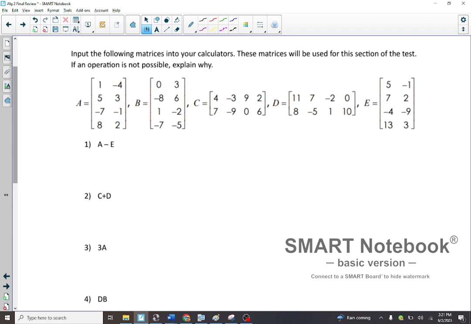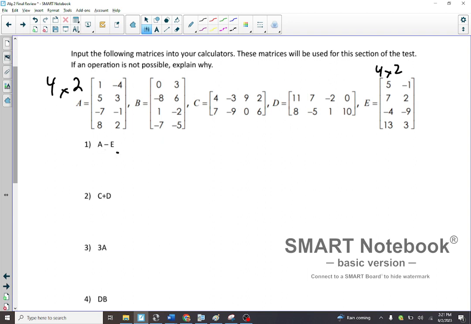So for here, what we're going to do is subtract these matrices. I'll give you a set of matrices and you just subtract them if possible. In this case, you can only subtract or add matrices if they're in the same shape. This one is 4 rows by 2 columns, and this is also 4 rows by 2 columns. So they're able to be done.